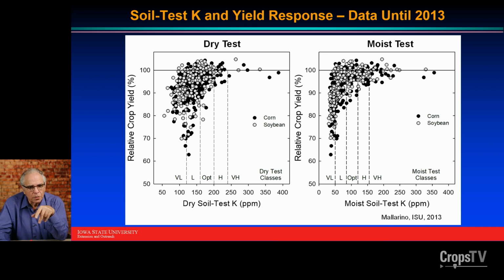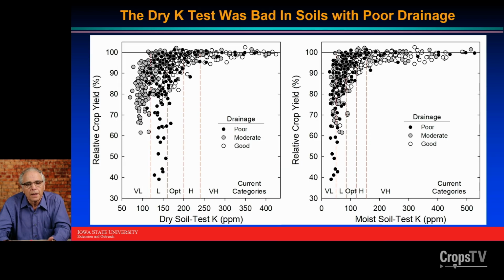I put corn and soybean together in each graph. You see the black dots here is corn and the gray is soybean. See, it's about the same, like in phosphorus. So this is what we had before, and we have the classes that are current up to now, okay?